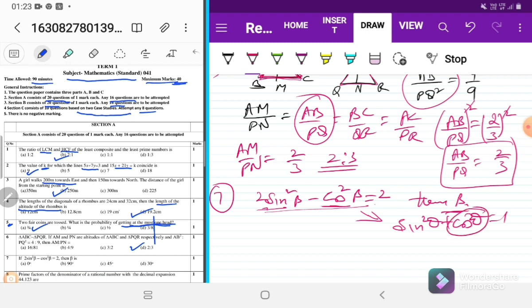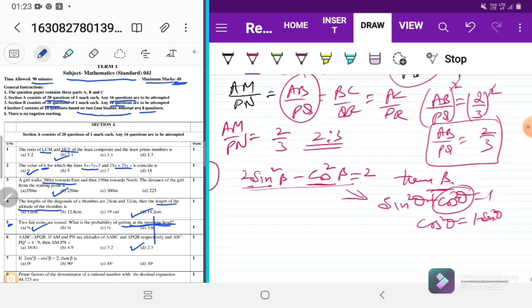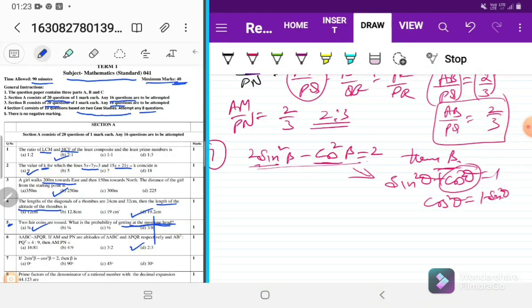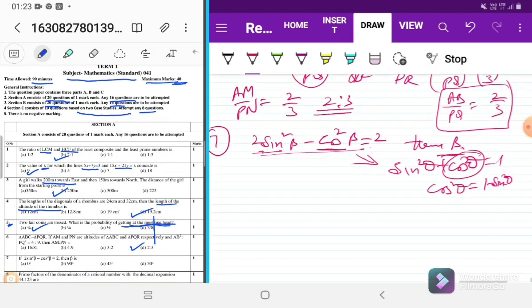And from this identity I can write the value of cos square theta as 1 minus sine square theta. Theta is the same as beta, one and the same thing. Write that angle only which is given in your question. So here I have 2 sine square beta minus, in place of cos square beta I can write 1 minus sine square beta, equals 2.